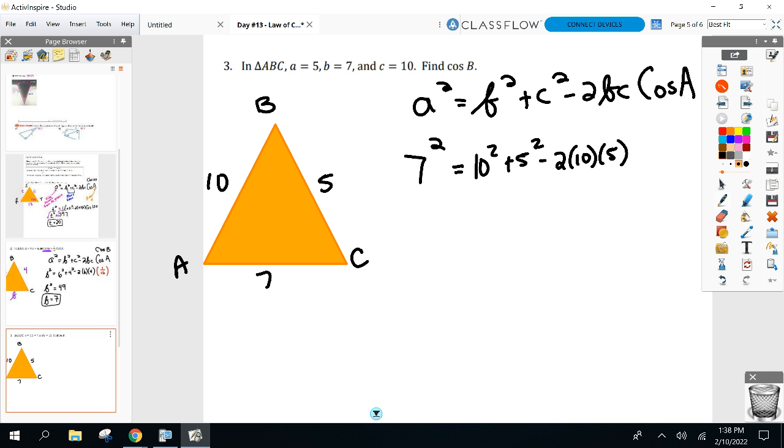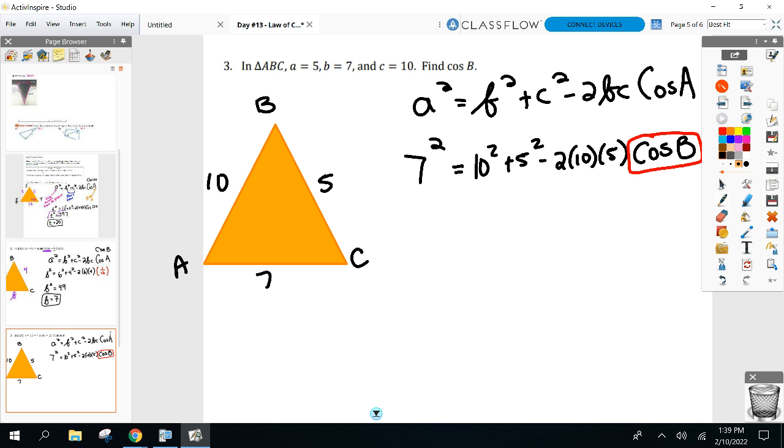Now everyone see what's going to be missing? Cosine B. So this is not one where I can just plug it all in my calculator again. I need your algebraic expertise. Help me get that by itself. That's what I need your help with. Get that all by itself, because that's what I'm solving for. Let's do some cleanup first.